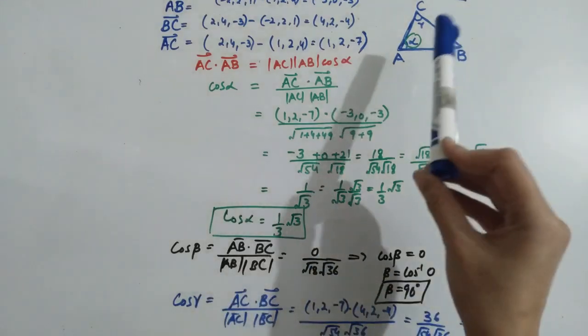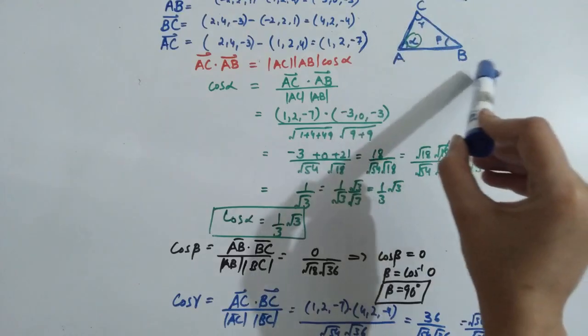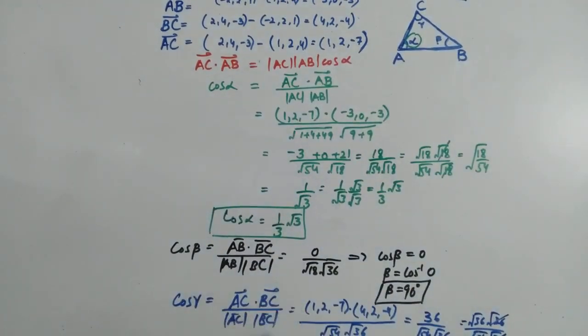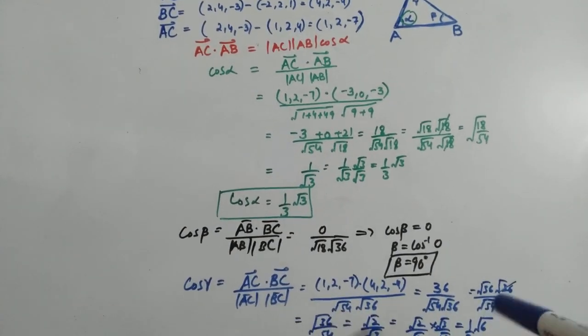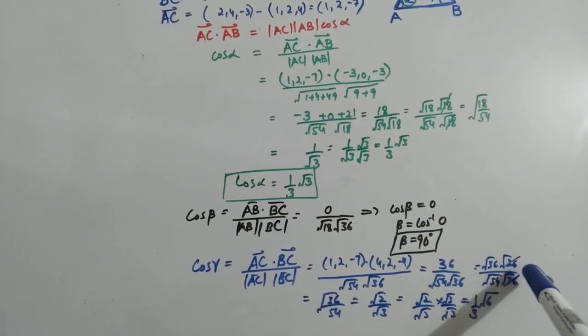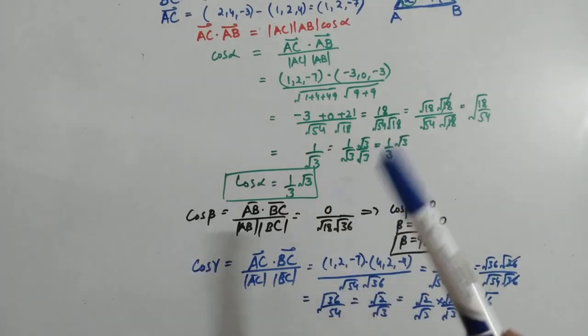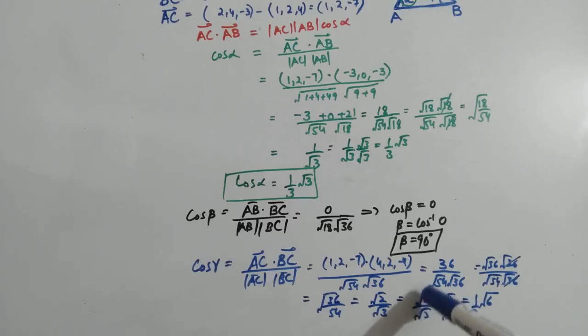Also gamma is the angle between AC and BC. So taking dot product and dividing with their magnitudes, you can find that the answer will be like this. So after simplifying, you will get the answer as square root 2 over square root 3. But to match it with the book, you can see that square root 2 over square root 3, after multiplying and dividing it with square root 3, you get the answer square root 6 over 3, which is cos gamma equal to 1 by 3 square root 6, hence proved.